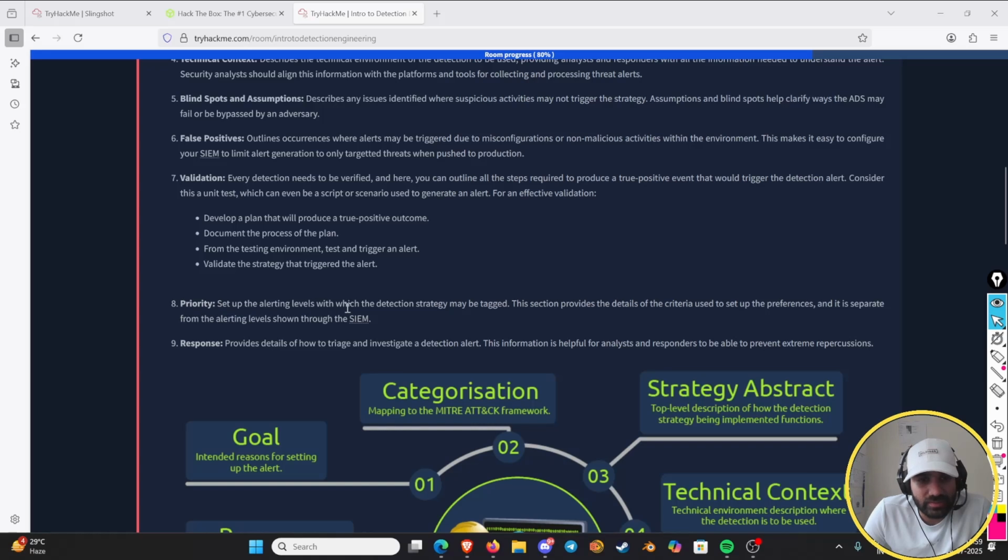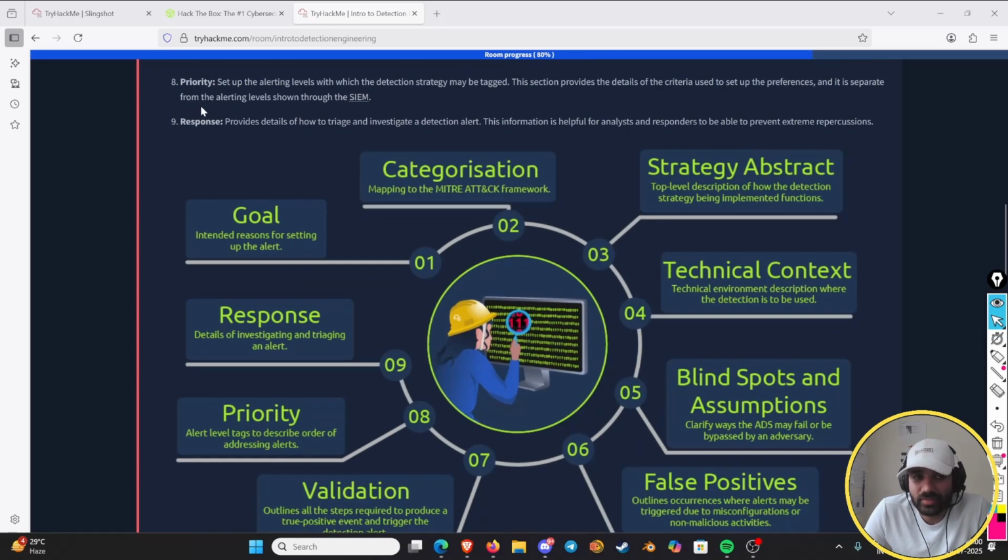Priority, setting up the alert level which the detection strategy may trigger. This section provides the details of the criteria used to set up priorities. It is separate from the alerting level shown through the SIEM. Response, provide details of how to triage and investigate a detection alert. This information is helpful for analysts and responders to be able to prevent extreme repercussions.